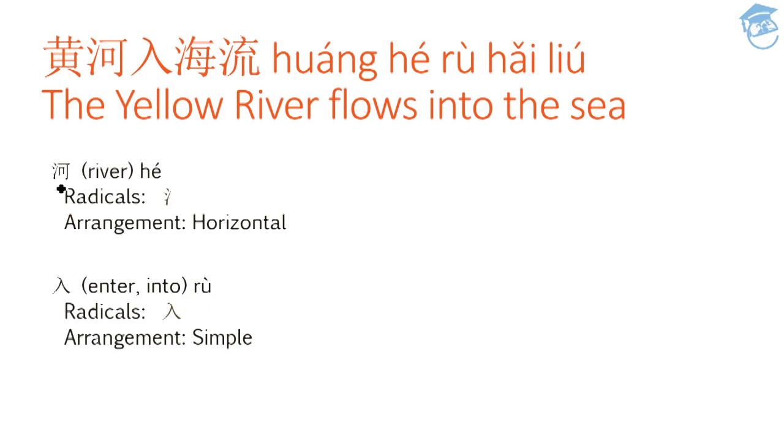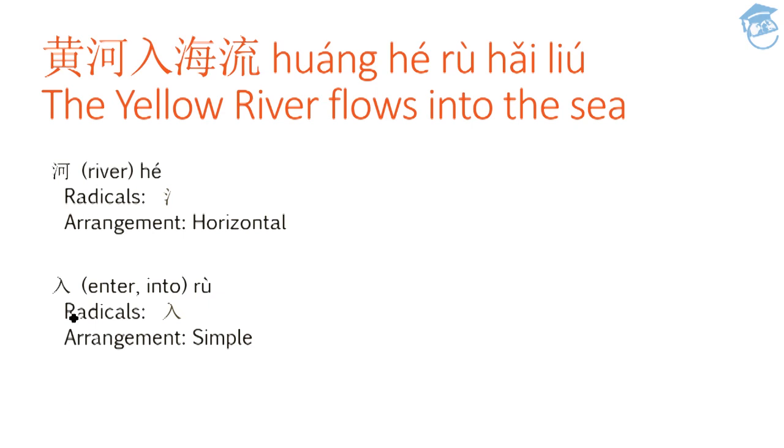Okay? So the new word here is He. He, as I said, means river. This is the pinyin He. And the radical is this one, what's on the left there? The arrangement is horizontal, because you have left and right components. Let's look at how to write He. 一、二、三、四、五、六、七、八。Okay? Eight strokes in this word, 河.